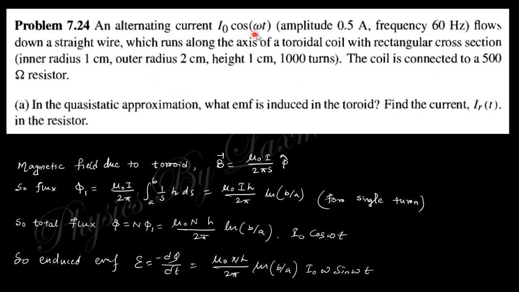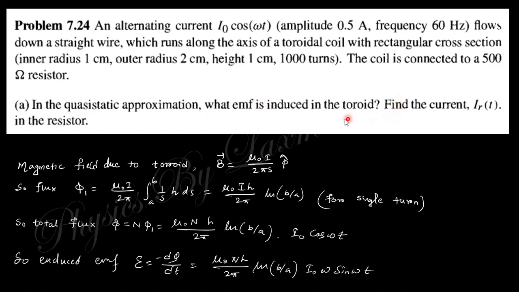An alternating current, whose amplitude and frequency are given, flows on a straight wire which runs along the axis of a toroidal coil. The toroidal coil has a rectangular cross section, and this current flows within this coil. The coil is connected to a 500 ohm resistance. In the quasi-static approximation, what EMF is induced in this toroid?